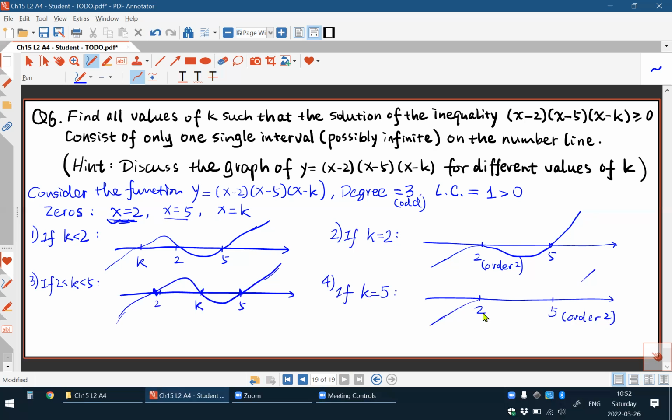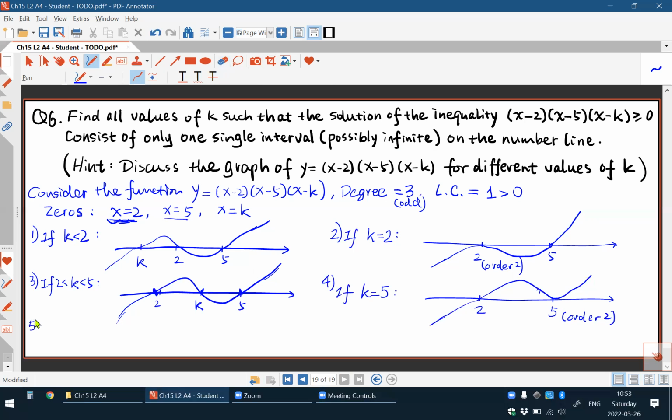What's the order of 2? Order 1, right? Yeah. Happens once. So order 1. 1 is an odd number, so it changes sign. So it will go this way, right? Then all the way here. Then at this zero, because this zero has order 2, it does not change sign. So before this zero, it is positive, so after it, also positive. So that means it bounces back all the way like this. Okay, so there are 4 cases.